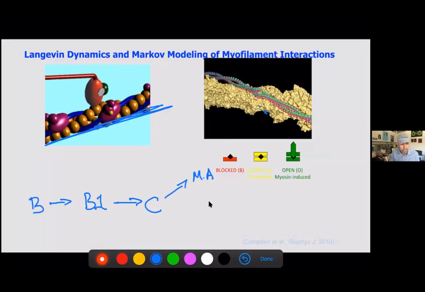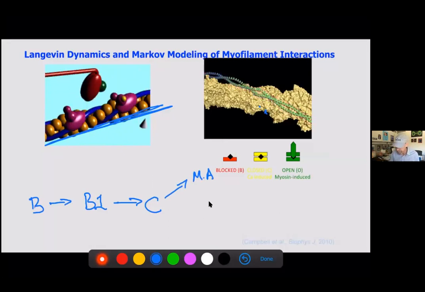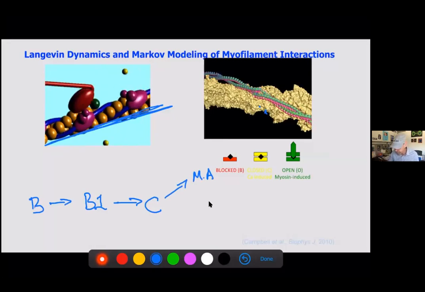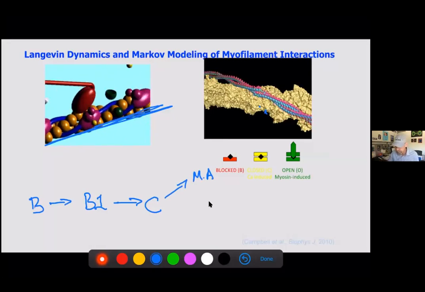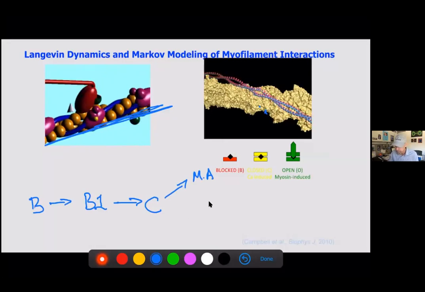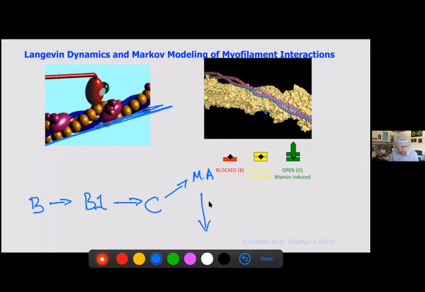And it turns out that that state further pushes the tropomyosin out of the way and makes it more likely that neighboring regulatory sites on a thin filament can have a myosin bind as well. Then we go through the power stroke.